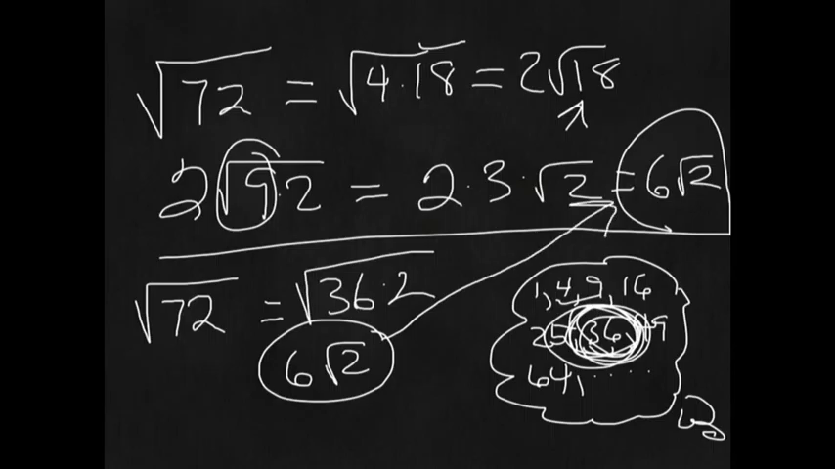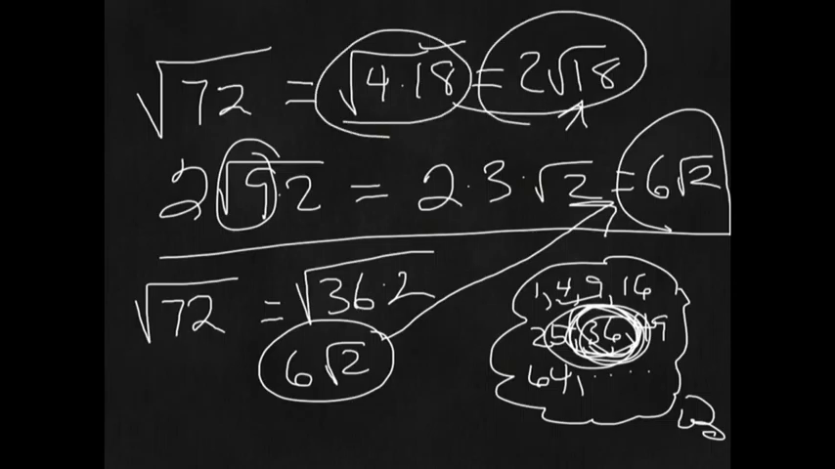Same answer. Here's the take-home point. You can get to the answer even if you take a longer time, but look at the steps. More steps means more opportunity for mistakes. So it's better if you can find the largest perfect square. If you don't, feel free just to keep whittling it down.